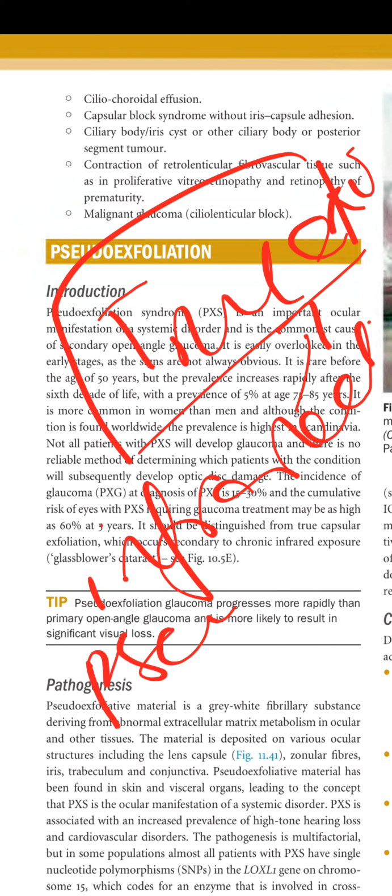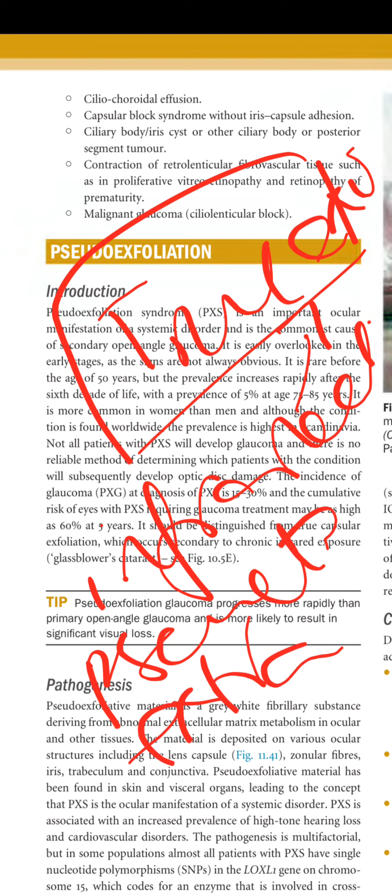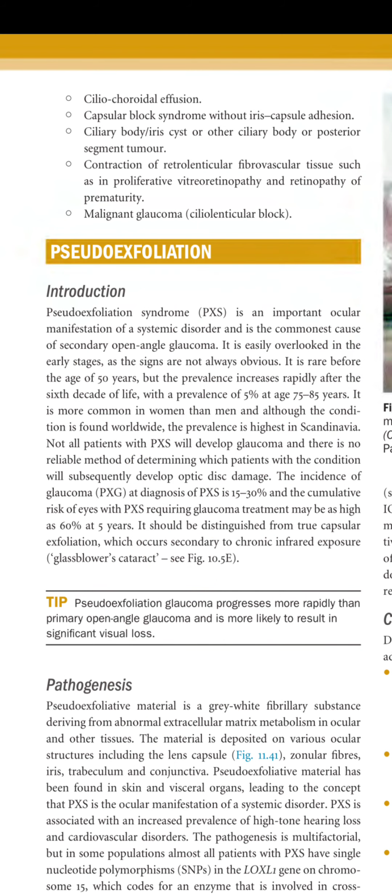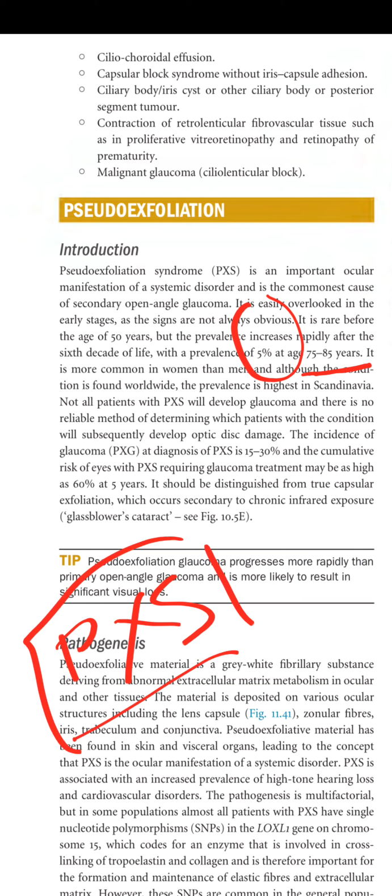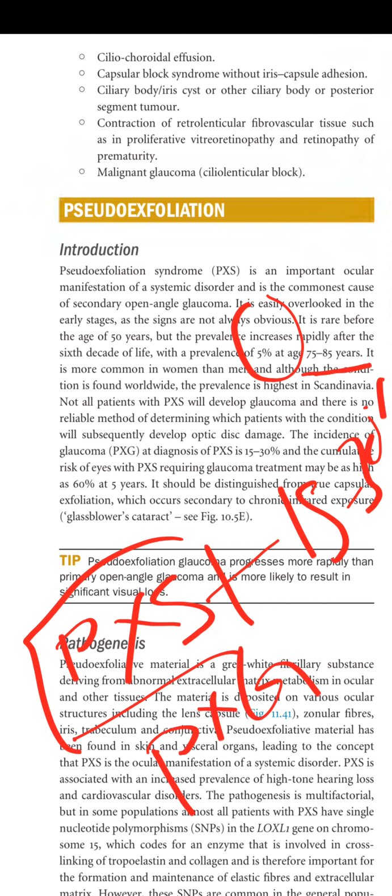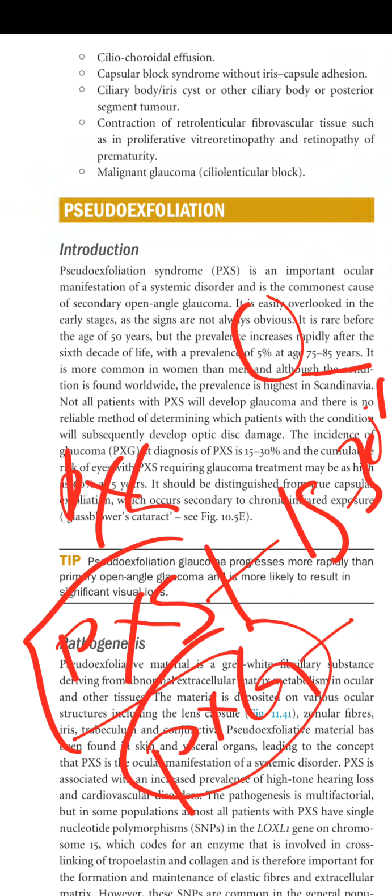But the pseudoexfoliation is basically an extracellular fibrillin material that has been deposited in various parts of the body and in the eyes as well. So it is basically age related, and it is more common after the sixth decade of life, with a prevalence of 5% at 75 to 85 years. So in most cases, if we diagnose pseudoexfoliation syndrome, 15 to 30% will have glaucoma at diagnosis, and pseudoexfoliation syndrome requiring glaucoma treatment becomes 60% at 5 years.